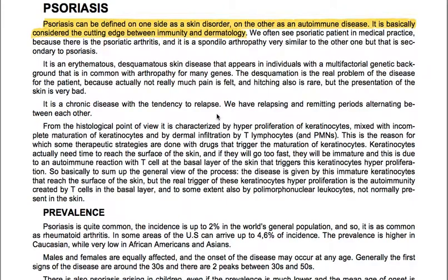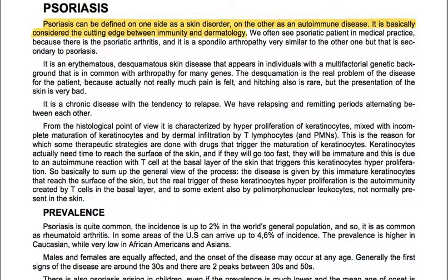Psoriasis and secondary skin lesions. Psoriasis can be defined on one side as a skin disorder, on the other as an autoimmune disease. It's basically considered the cutting edge between immunity and dermatology. We often see psoriatic patients in medical practice because there is the psoriatic arthritis, and it is a spondyloarthropathy very similar to the other one, but is secondary to psoriasis.